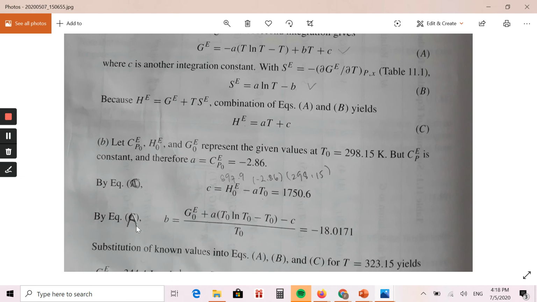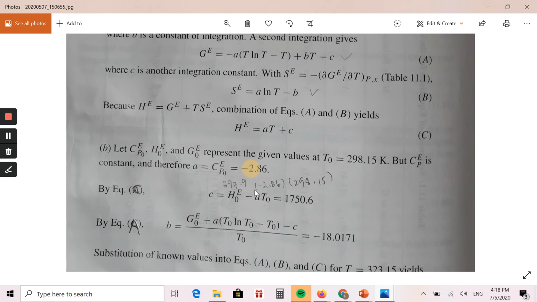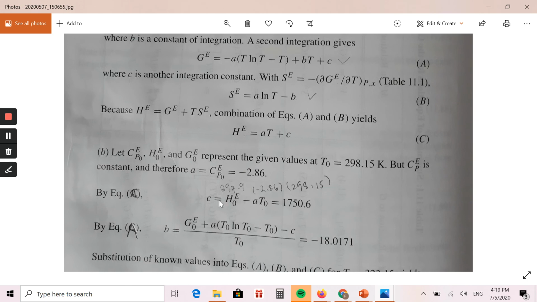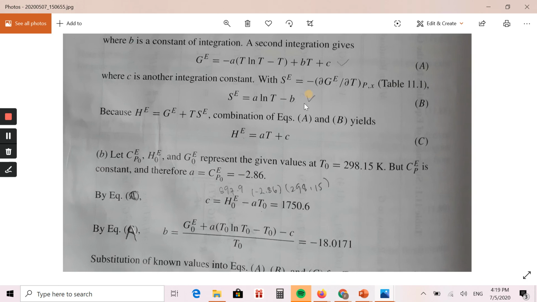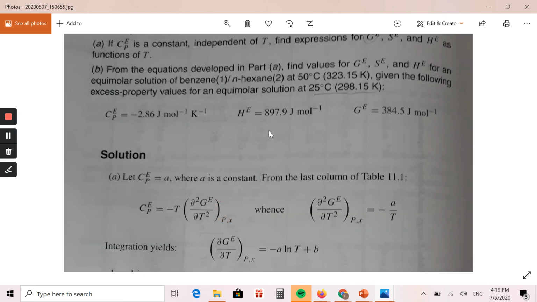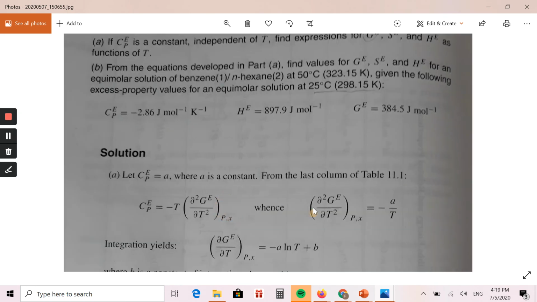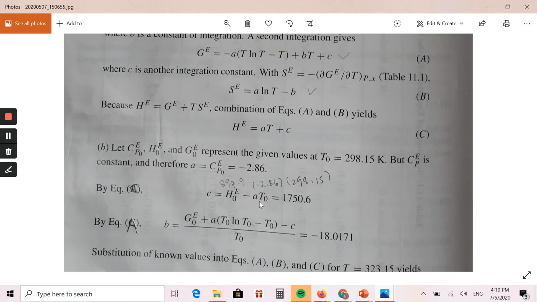Okay. And then, actually, there's a typo here. It says from equation A and C, but actually it's from equation C. From equation C, H is equal to AT plus C. So you will get C is equal to H minus AT. So this is from equation C, and H is given. We use this at the initial value, which is T naught. So H naught is 897.9. Okay, and then you get your A and you get your T, so you get your C is this.